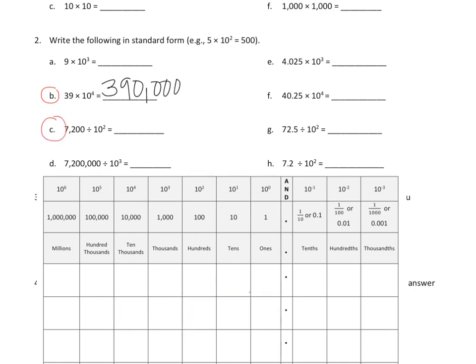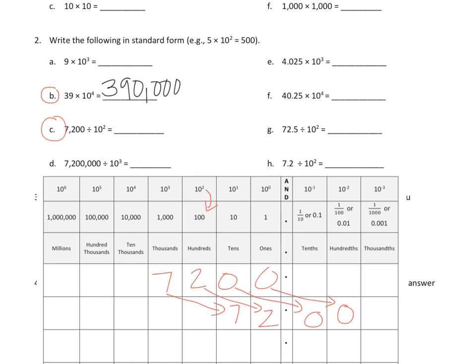Let's do 2C. We have 7,200 on our whiteboard, and we are dividing it by 10 to the power of 2. Well, on our place value chart, 10 to the power of 2 means 100. So that means we are moving these digits to the right to get smaller 2 times. So the 0 ones go into the tenths. The 0 tens go in the hundredths. The 2 hundreds go in the ones. And the 7,000s go into the tens.